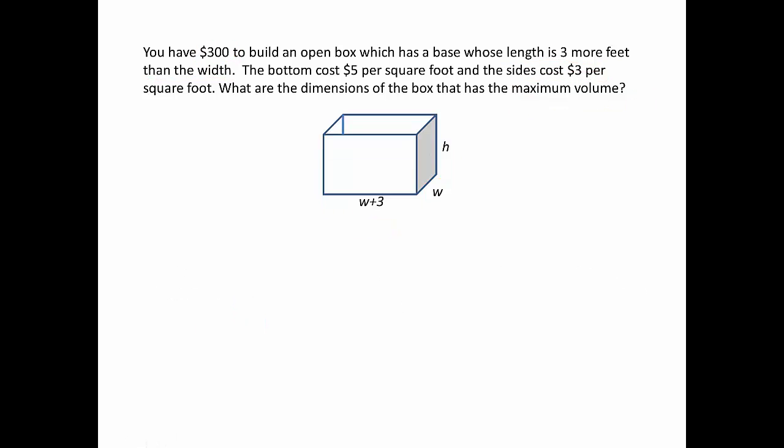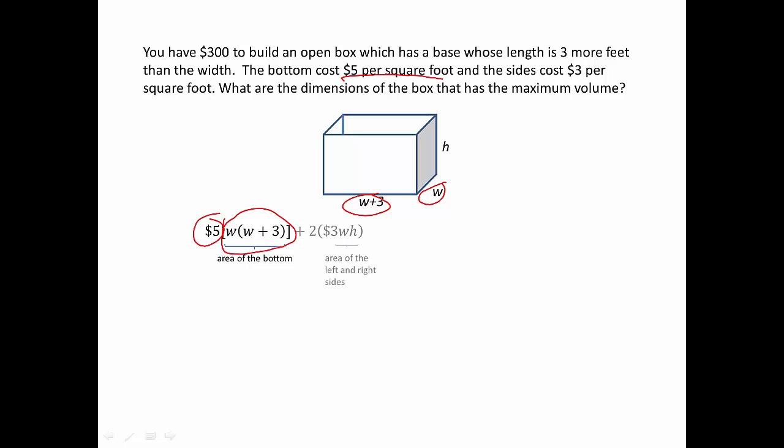So here's our situation again. We want to pay for this box. Now, this is the cost of the bottom. We've got the area of the bottom, W plus 3 times W, and the bottom costs $5 per square foot. Then we've got the sides, W times H, and that costs $3 per square foot, and there's 2 sides of the exact same size, so we're going to double that cost.